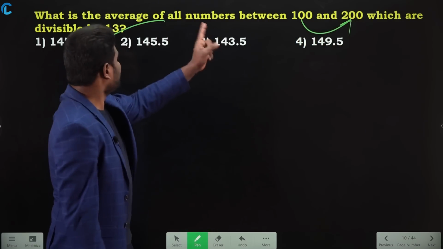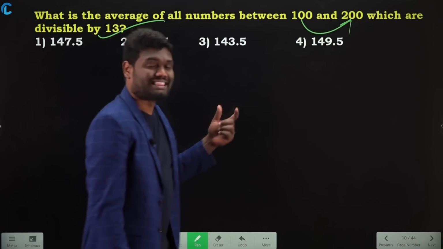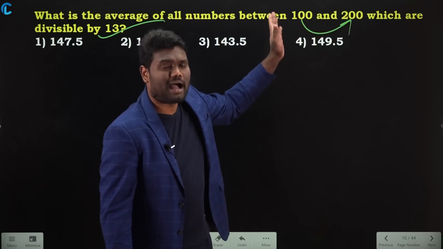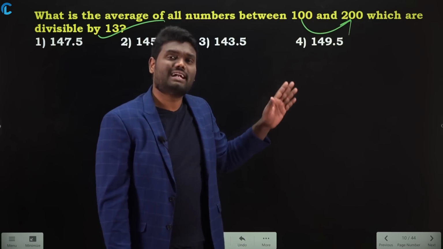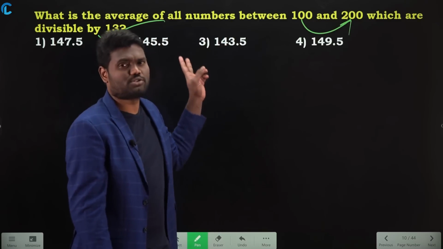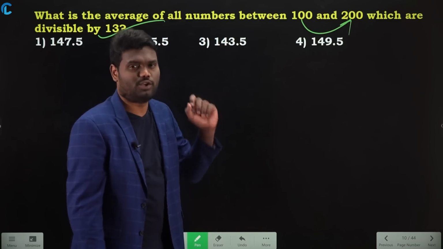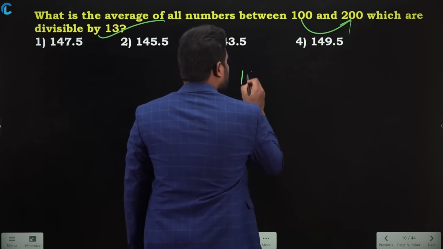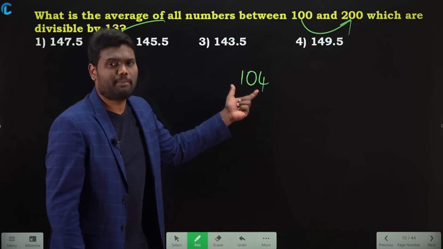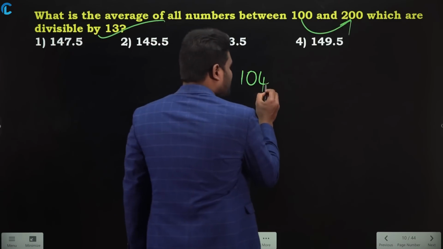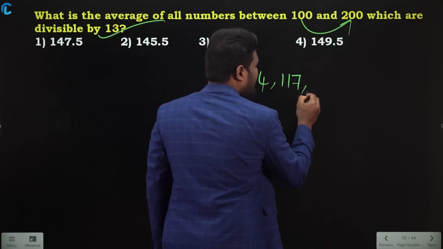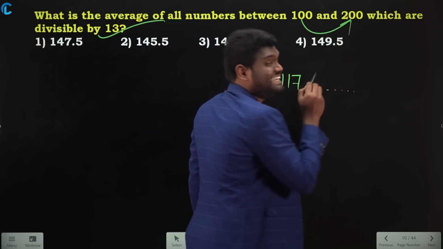Look here, 13 10 times is nothing but 130. But it is asking from 100 to 200. Now from 130, if I go 26 less, which is 2 times 13, it is nothing but 104. Yes or no? Which means the numbers between 100 and 200, the first number is going to be 104. So 104, and if I add 13, this is going to be 117, right? And so on, till 200.